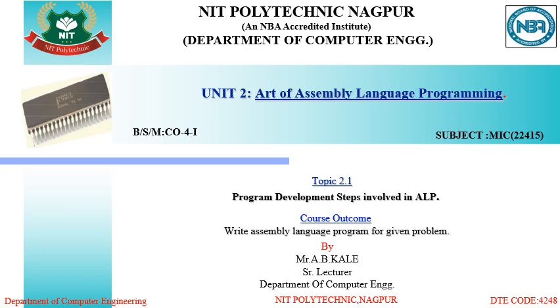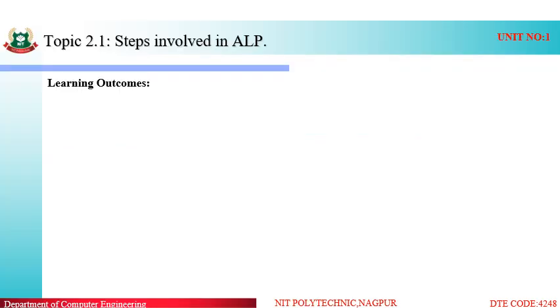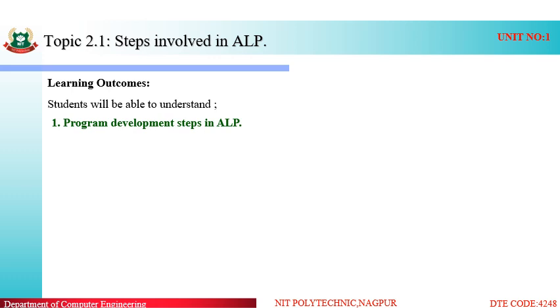So topic first is program development steps involved in assembly language programming. In this topic we will study how to develop an assembly language program using some predefined steps. So the learning outcome includes to study about the different program development steps while writing an assembly language program.